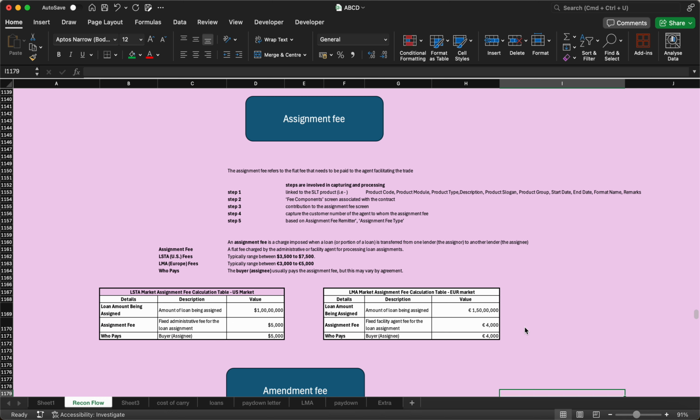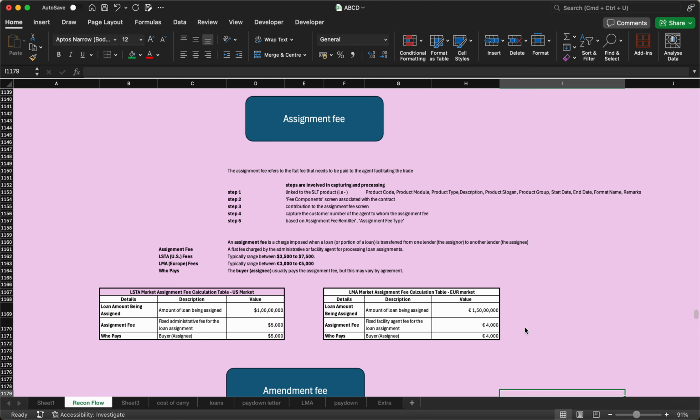So step 3, the contribution to the assignment fee screen. There is a separate screen in the system as well as in their agreement also. On this screen we capture the customer number of the agent to whom the assignment fee is paid. In one fund there are sometimes many agents, so which agent's number code is it? Each agent has a different customer code, so we have to be careful which agent we are paying the assignment fee to.